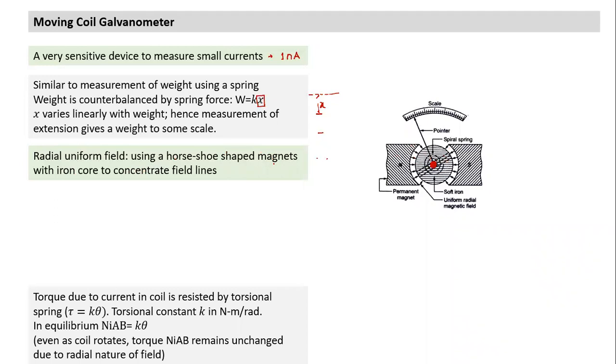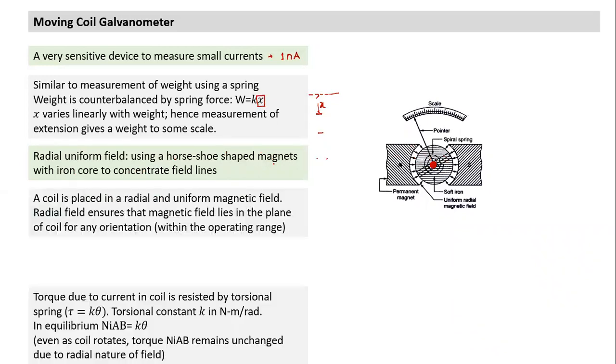Okay. So a coil is placed in a radial and uniform magnetic field. Where's the coil here? We see this is the iron core, and what is this? This is a coil. So it's a kind of rectangular coil which is wound on a cylinder. So on this cylinder, we place this coil. So these are the coils here, multiple turns. Okay. So these coils are placed in a radial uniform magnetic field.